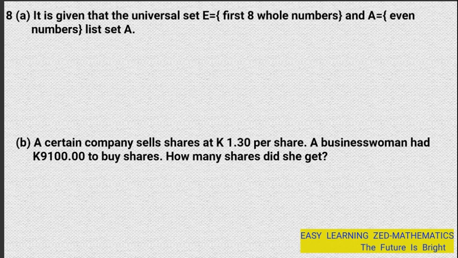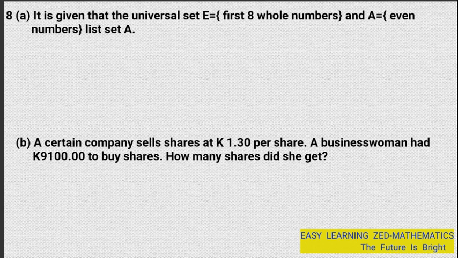First you need to understand what whole numbers are and what even numbers are. Let's start with whole numbers. Whole numbers are counting numbers including 0. When you start counting, we start 1, 2, up to whatever. So those numbers including 0. Then the first 8 whole numbers are these.